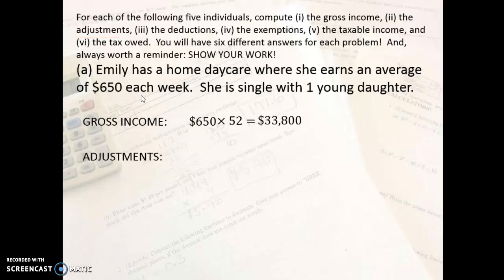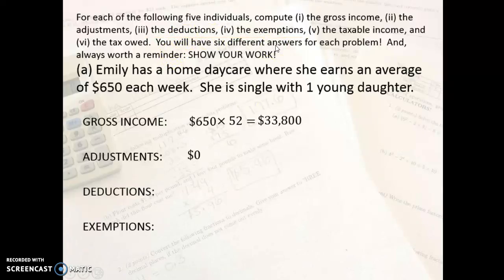Next up, adjustments. Adjustments are very specific. Check out the course lecture notes. I mentioned adjustments are college spending and retirement spending. If you read this brief scenario about Emily, there is no college spending and there is no retirement spending mentioned. Therefore, her adjustments are 0. Just straightforward like that.